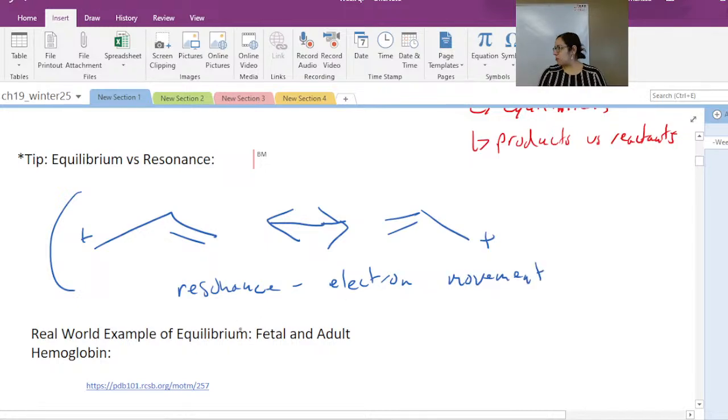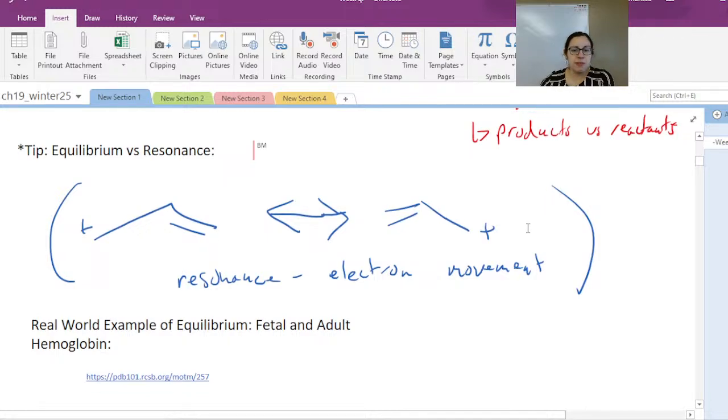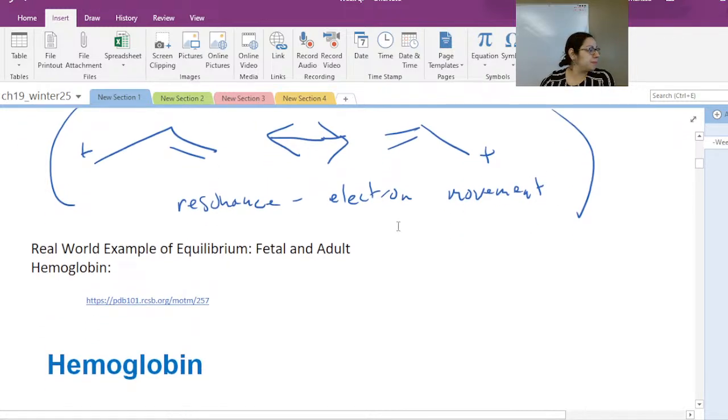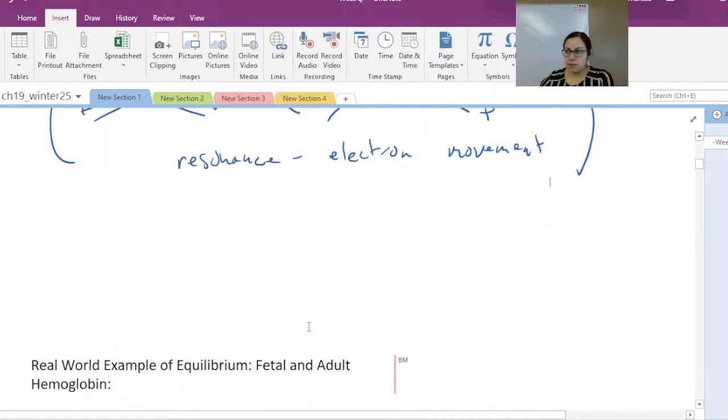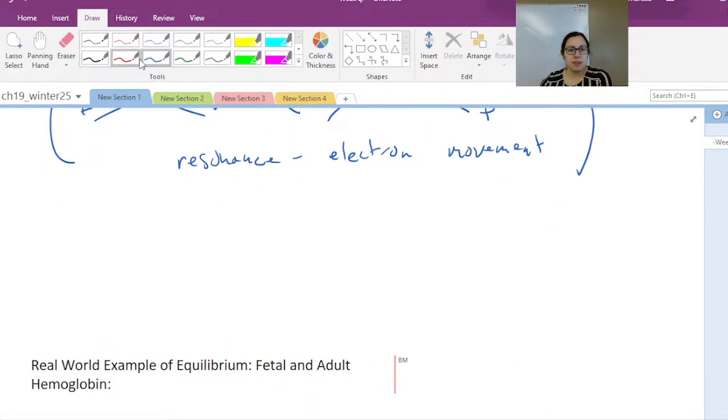And again, with resonance, you don't break any bonds. We just move these double bonds or move electrons around, and usually move pairs, a pair of electrons at a time. And so this is, of course, different from equilibrium that we're bringing up today.